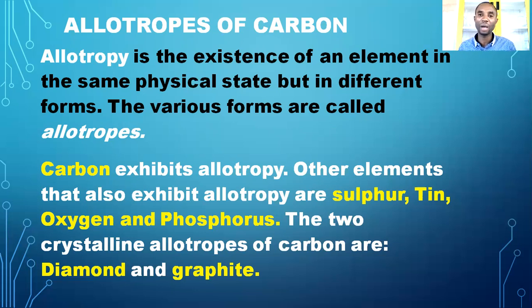The other forms we call amorphous carbon. That has to do with coke, coal, carbon black, and sugar charcoal. So they belong to the group we call amorphous carbon. But the crystalline allotropes of carbon are diamond and graphite. Please take this seriously. The existence of an element in the same physical state but in different forms is what we call allotropy.